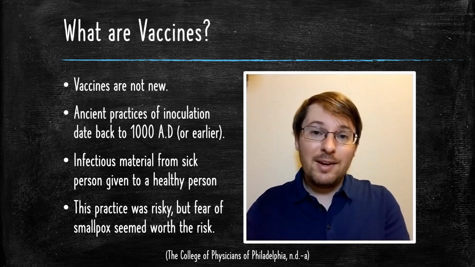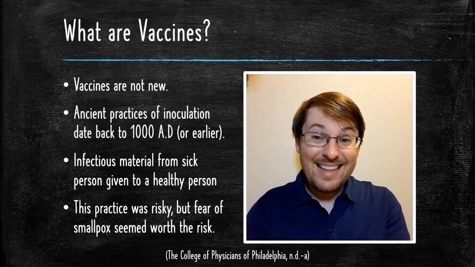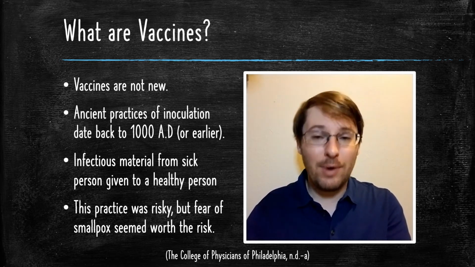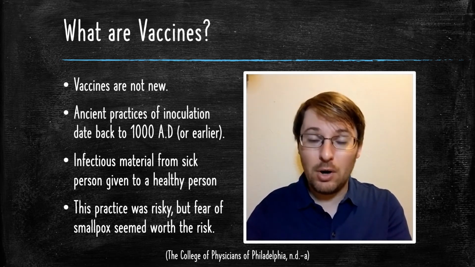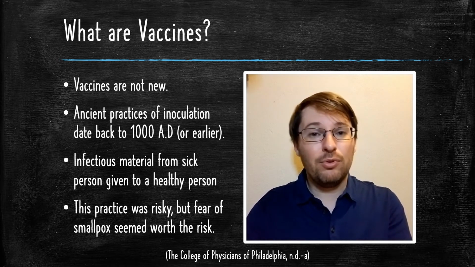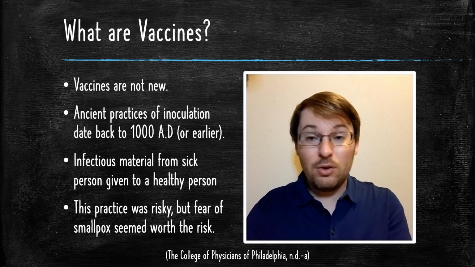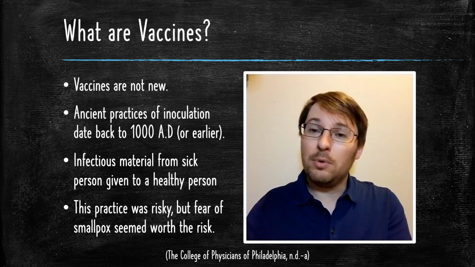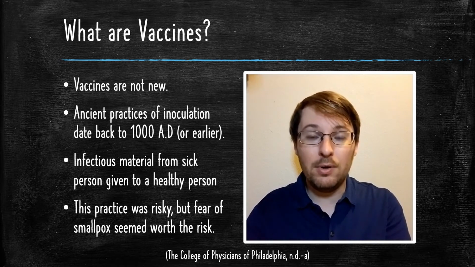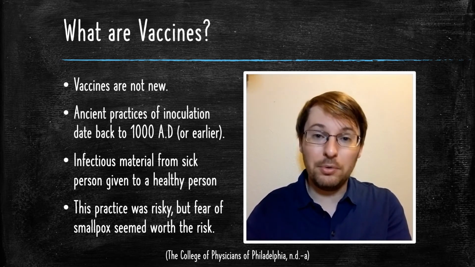But the thing that we really need to keep in mind is that at the time, it seemed worth the risk. Smallpox was incredibly deadly, and that's one of the earliest inoculation attempts. But they were so desperate for some type of cure because they couldn't fight it otherwise, that they would try this to potentially build immunity from this controlled exposure.